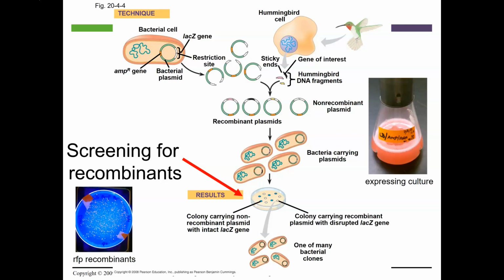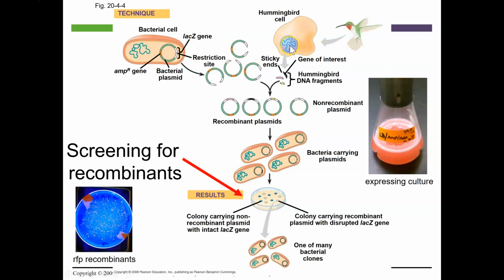There's another interesting gene on the plasmid. Look at this gene called LAC-Z. LAC-Z encodes an enzyme. The enzyme is normally part of the LAC operon, but that's not so important now. The LAC-Z gene has been inserted into this plasmid because the enzyme is able to turn a substrate blue. The substrate starts out colorless, but after the enzyme clips it, the substrate turns blue.